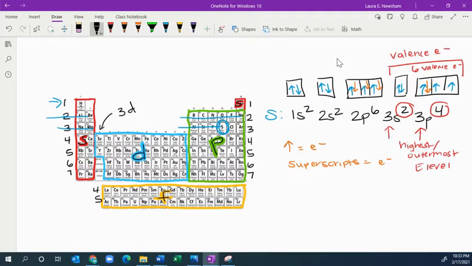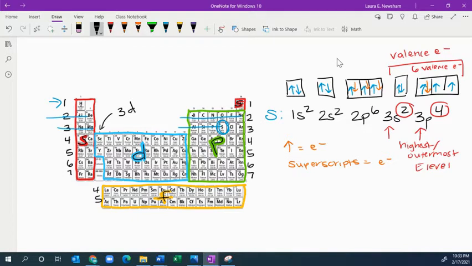Okay, how many boxes are there in P? 1, 2, 3, 4, 5, 6. Notice I can have no more than 6 arrows. Coincidentally matches those boxes. If in each box I can have 2, 6 divided by 2 means I have 3 orbitals.